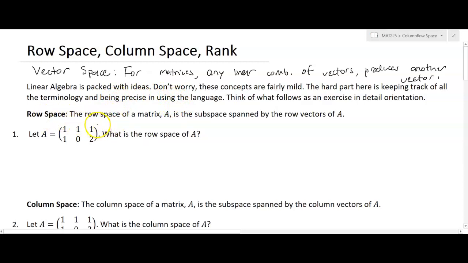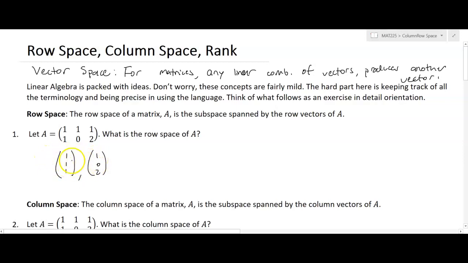One is called the row space, and the row space of a matrix A is the subspace spanned by the row vectors of A. So what are the row vectors? Well, there are two of them. There's the 1, 1, 1 vector and the 1, 0, 2 vector. For a moment, let me write these as vertical vectors because it's sometimes more convenient to think about them this way. And what do these span?